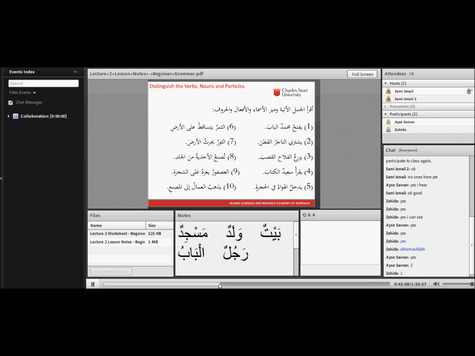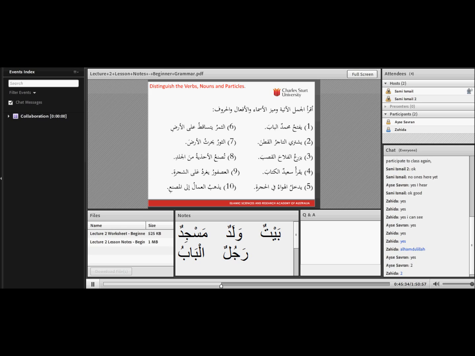Now all the words in the Arabic language come under 3 very broad categories. Every single Arabic word must come under one of these 3 broad categories. The first one is the fi'l, which is the verb. The second one is isim, which is the noun. And the third one is the harf, which is the particle.